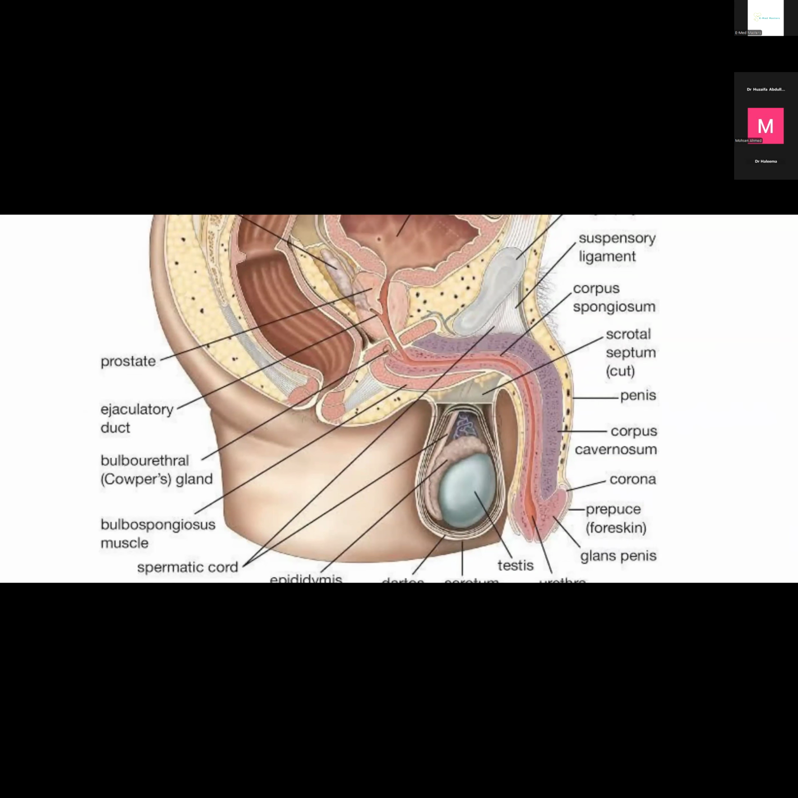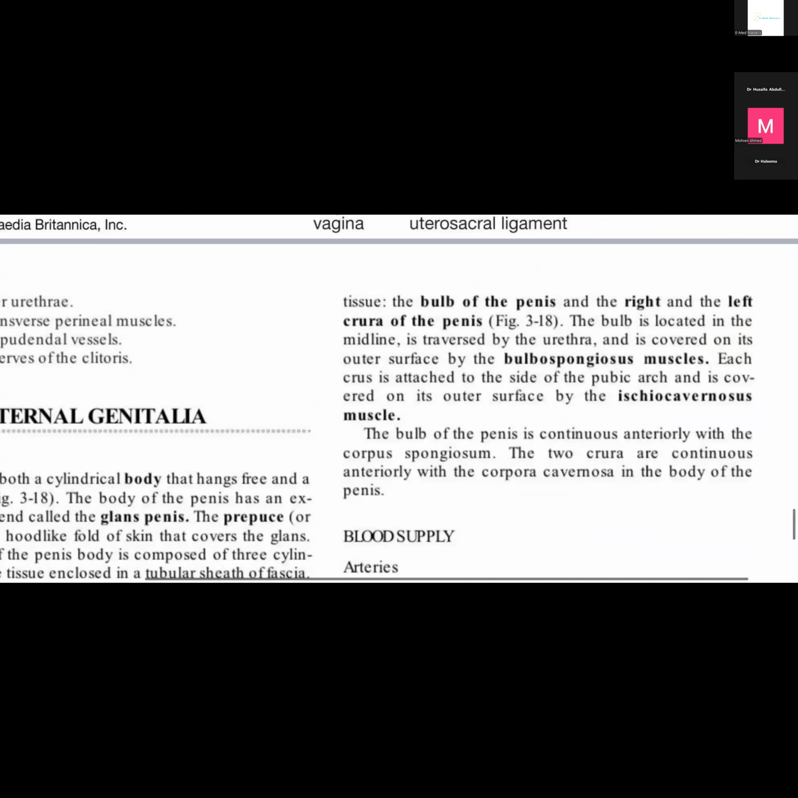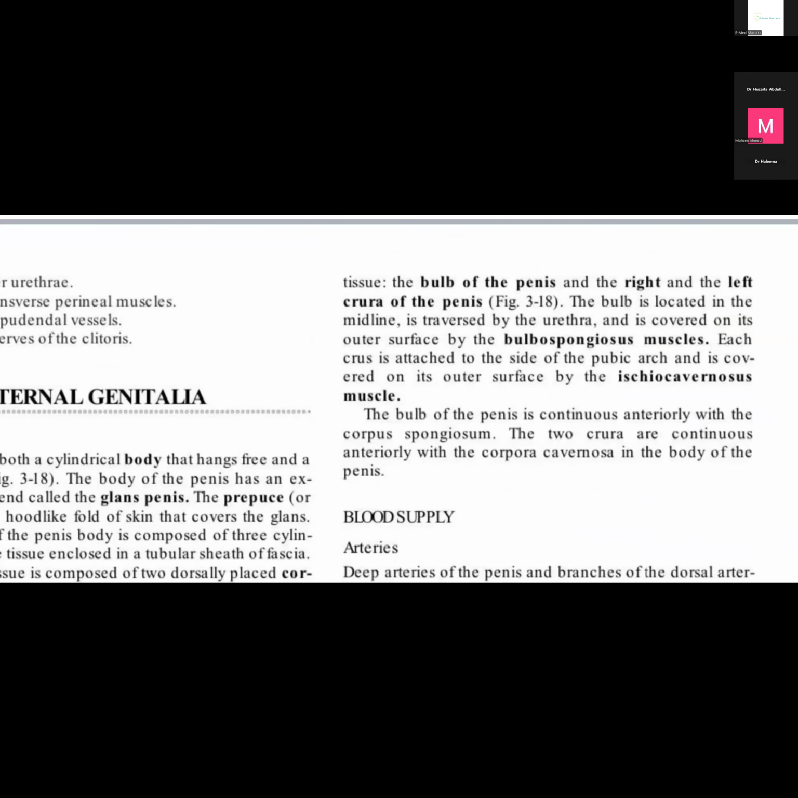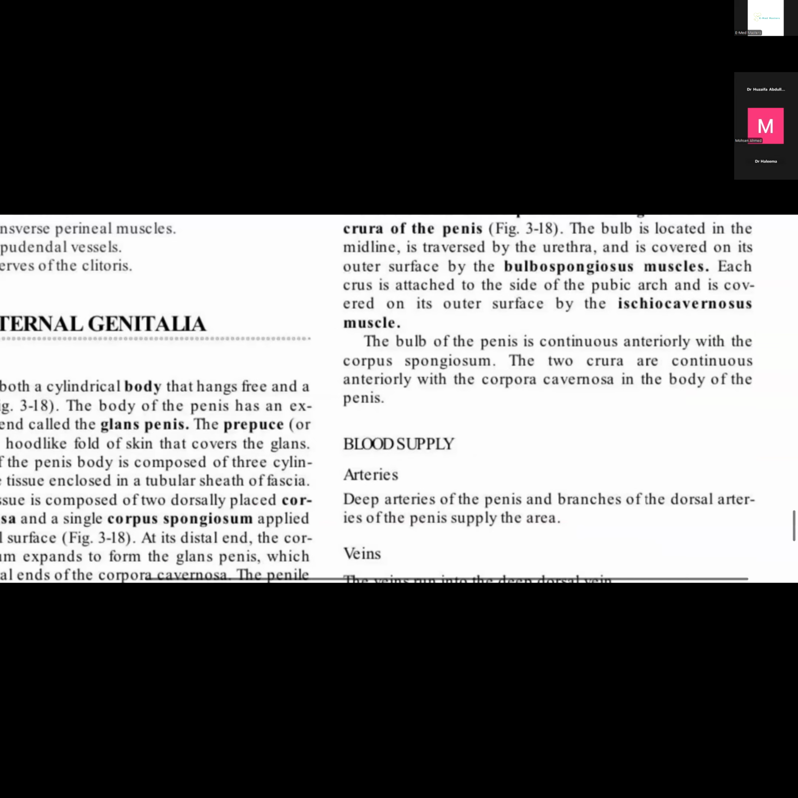The bulb is located in the midline and is traversed by the urethra and is covered on its outer surface by the bulbospongiosus muscle. Each crus is attached to the side of the pubic arch and is covered on its outer surface by the ischiocavernosus muscles. So the bulb of the penis is continuous anteriorly with the corpus spongiosum, and the two crura are continuous anteriorly with the corpus cavernosum in the body of the penis.